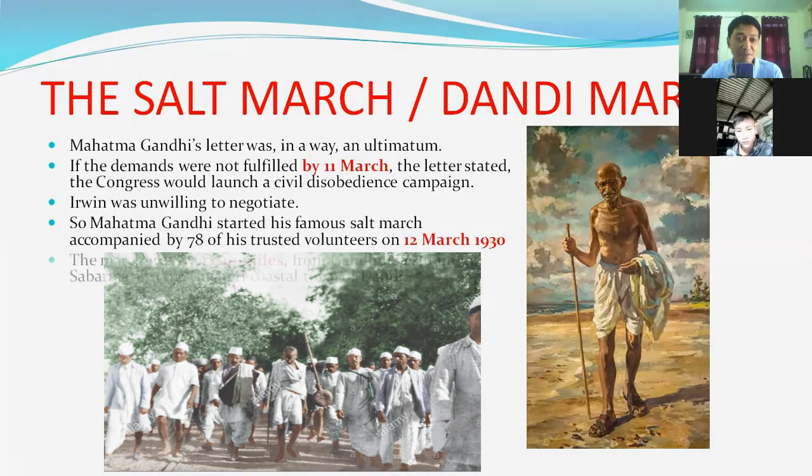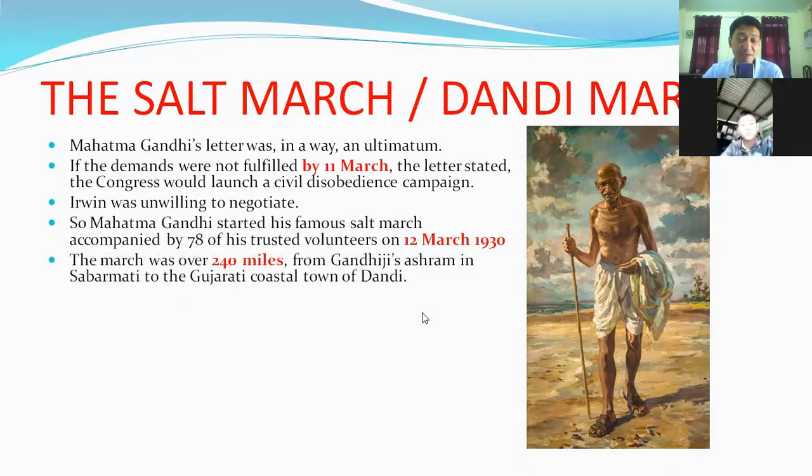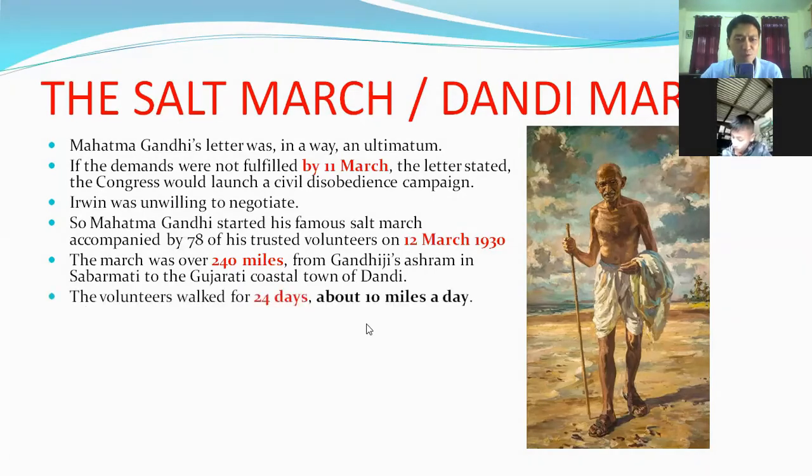So let's look at the events that happened. Firstly, the distance: it is 240 miles. Gandhi had an ashram in Sabarmati. Sabarmati is on the outskirts, in the suburbs of Ahmedabad. Then they walked up to the coastal town of Dundee or Danda. So 240 miles, and they walked for 24 days. That means they covered about 10 miles in a day.